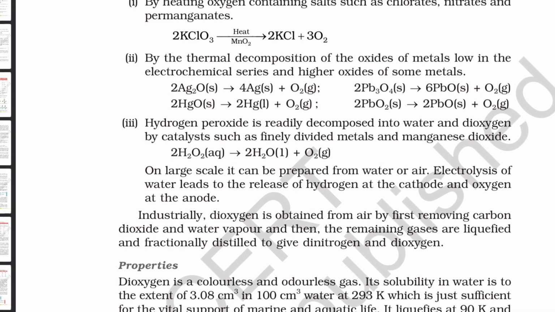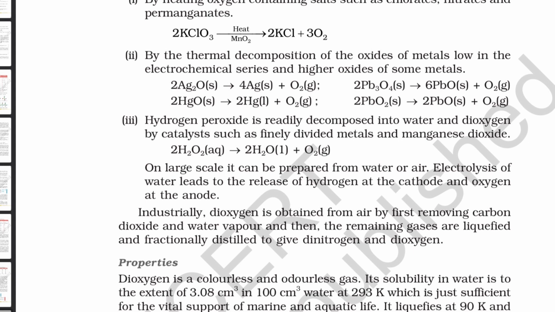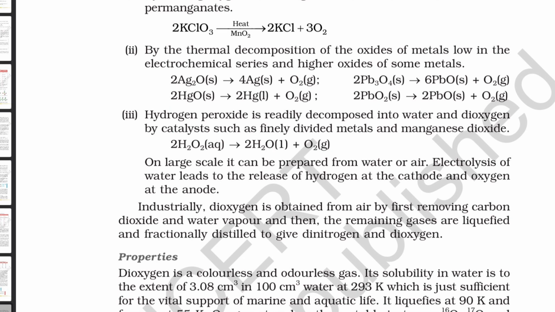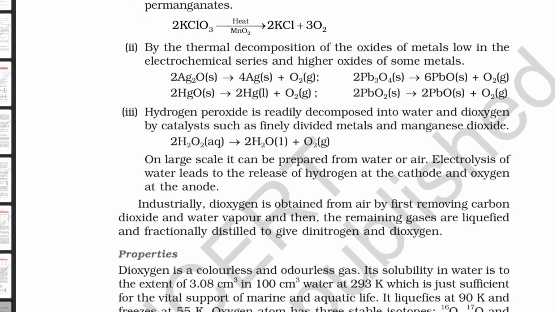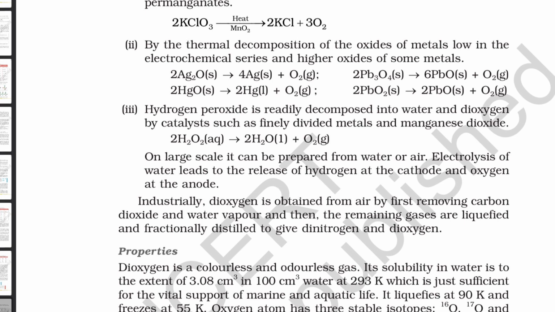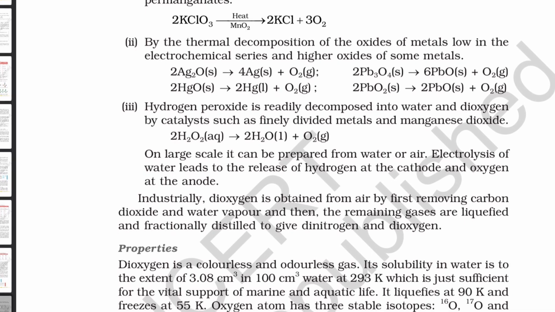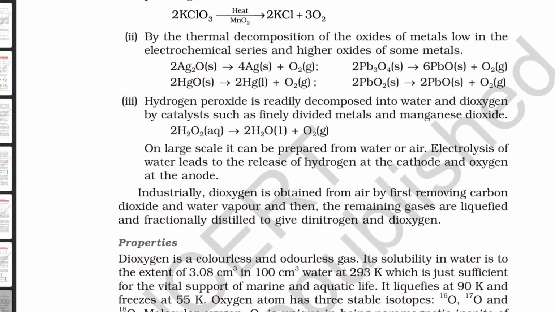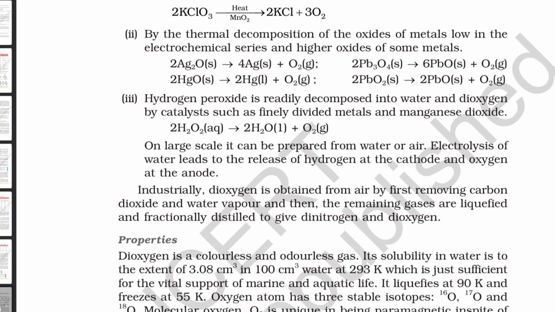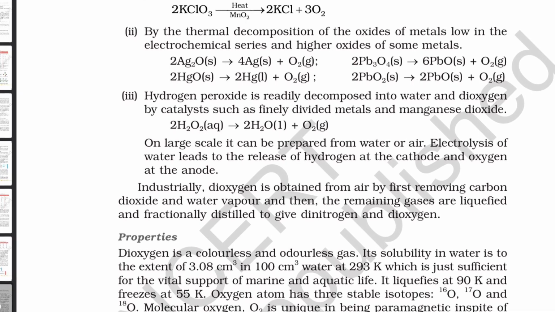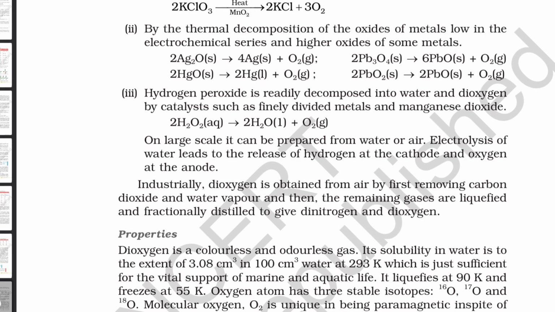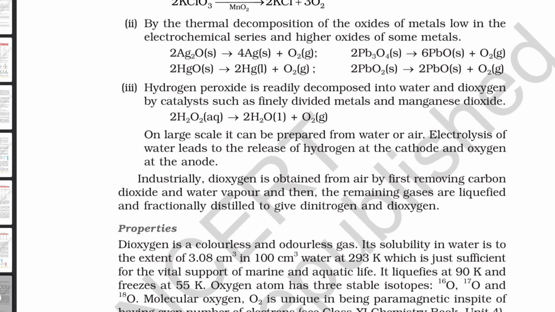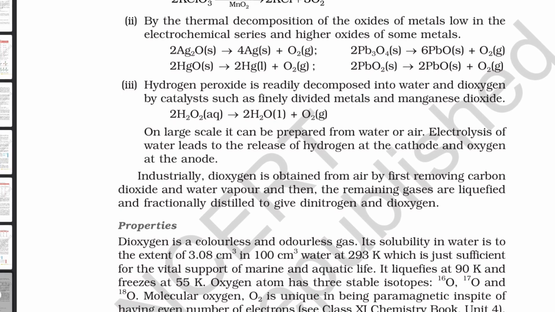Coming to the properties. Dioxygen is a colorless and odorless gas. Not a very important point. Its solubility in water is to the extent of 3.08 cm3 in 100 cc water at 293 Kelvin, which is just sufficient for the vital support of marine and aquatic life. Okay, for fishes and all, right? It liquefies at 90 Kelvin and freezes at 55 Kelvin. Oxygen atom has 3 stable isotopes, 16, 17 and 18. Molecular oxygen is unique in being paramagnetic in spite of having even number of electrons.